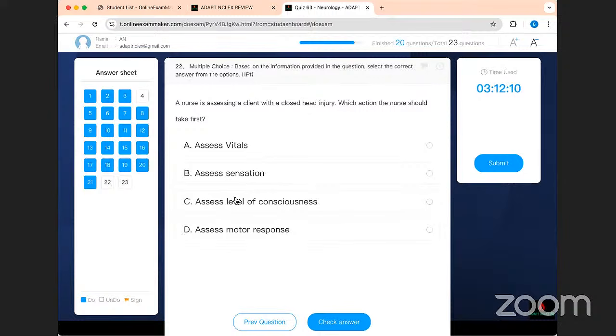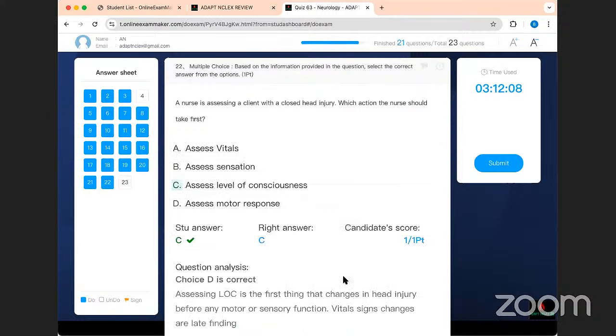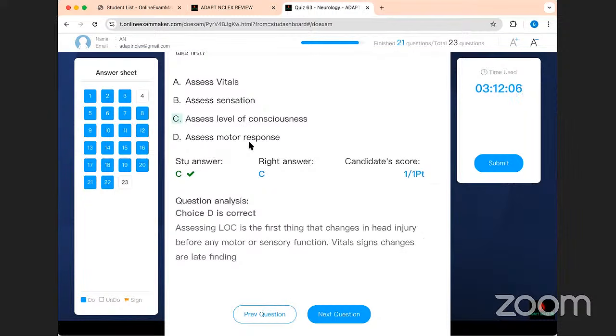So everybody choose C. I'm going to choose C for you. And you see right there. Don't choose D. Motor function is not going to tell you how to protect the airway.